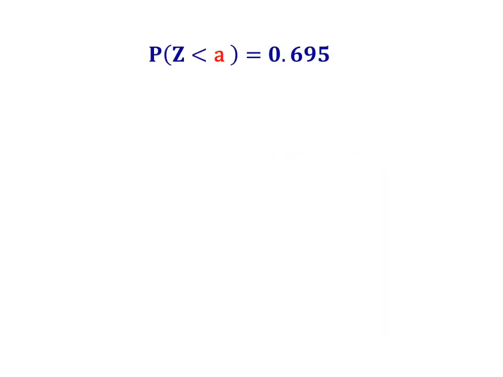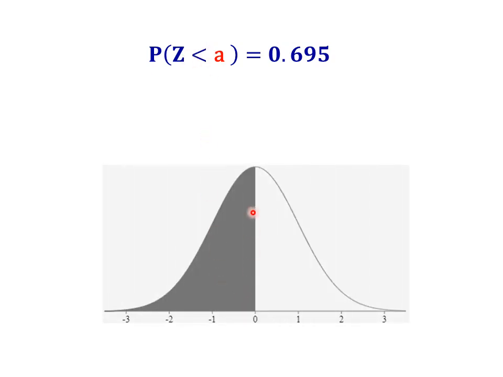A similar concept applies when we are asked to find the value of A, given that probability of Z less than A is equal to 0.695. Again, the probability given is bigger than 0.5. If it is less than, it is actually referring to the area on the left. But because the probability is greater than 0.5, the line A will be at the right area. So it looks like this.